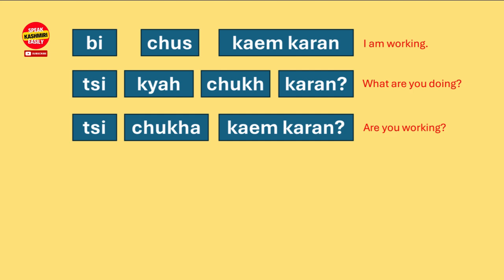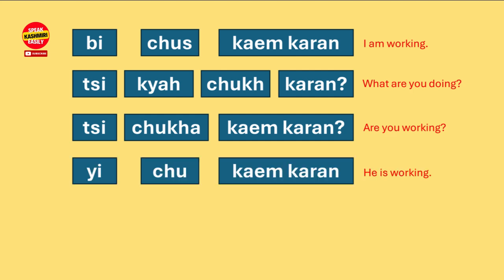Now let's talk about the third person pronouns. Yichu kam karan. He is working. Ye is the personal pronoun used for third person. However, this third person should be somewhere in your line of sight or actually standing or sitting next to you.